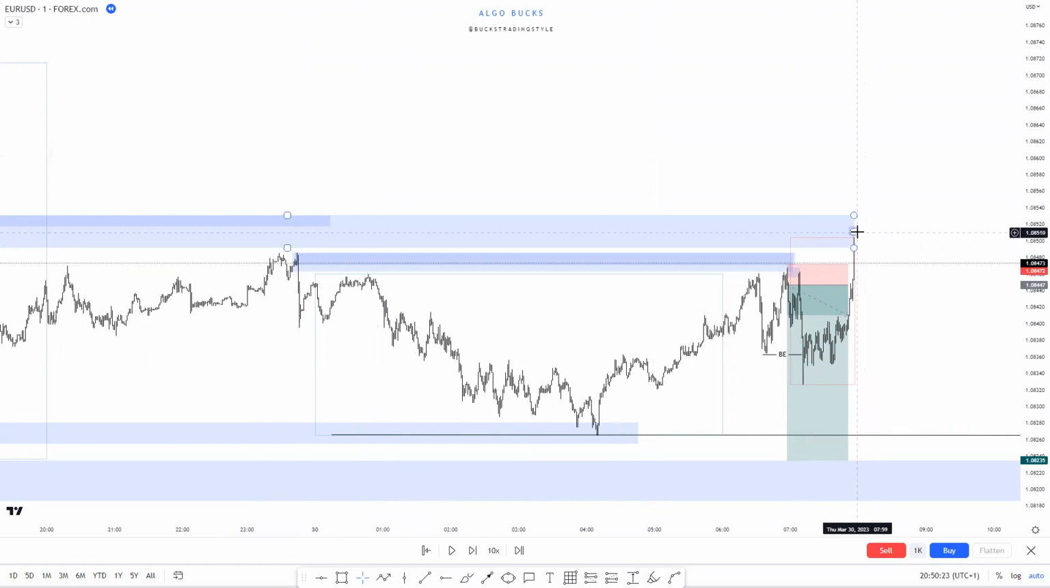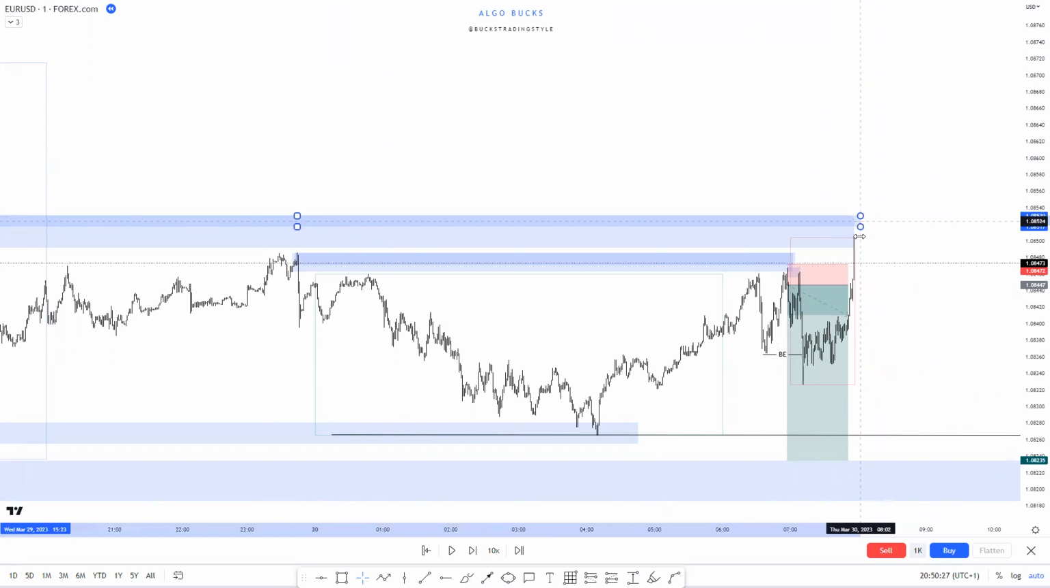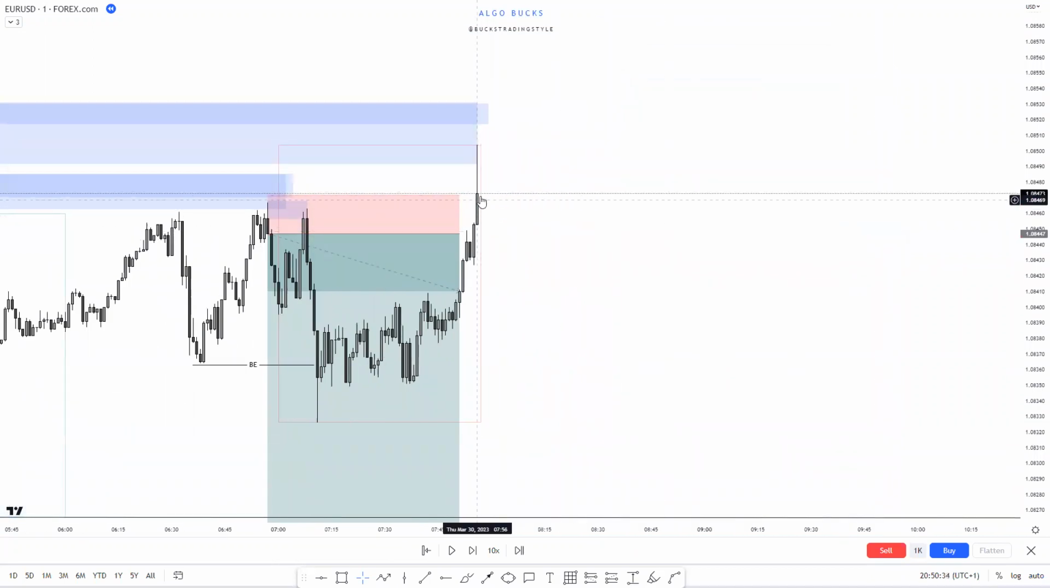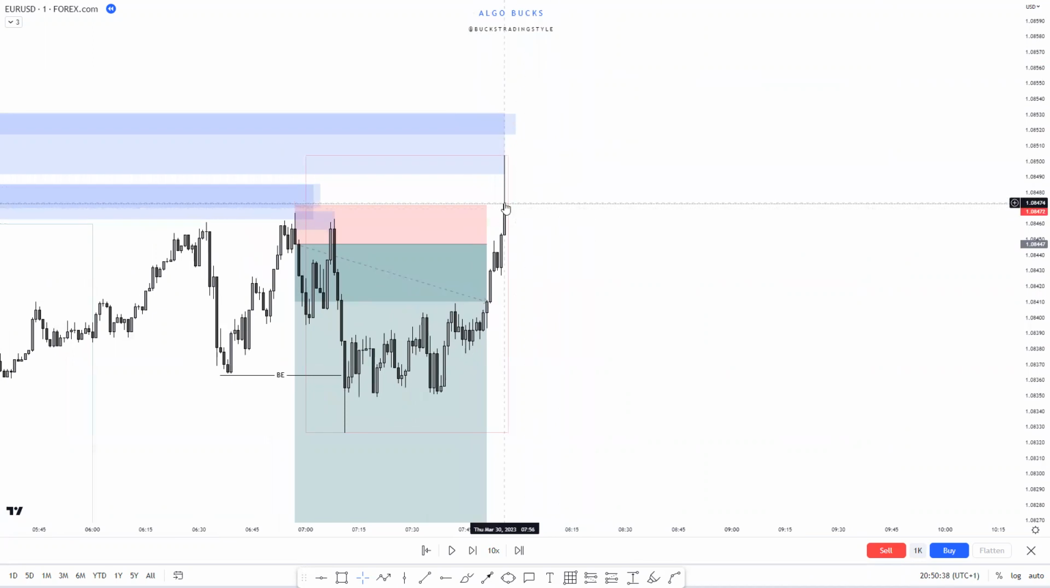So price can react from this whole zone before the drop, which is still valid. If price comes into here and drops, it's still valid, okay? So now let's see if we can take any trade. This candlestick pattern right here is a good rejection candle, but it would be an aggressive trade, okay?